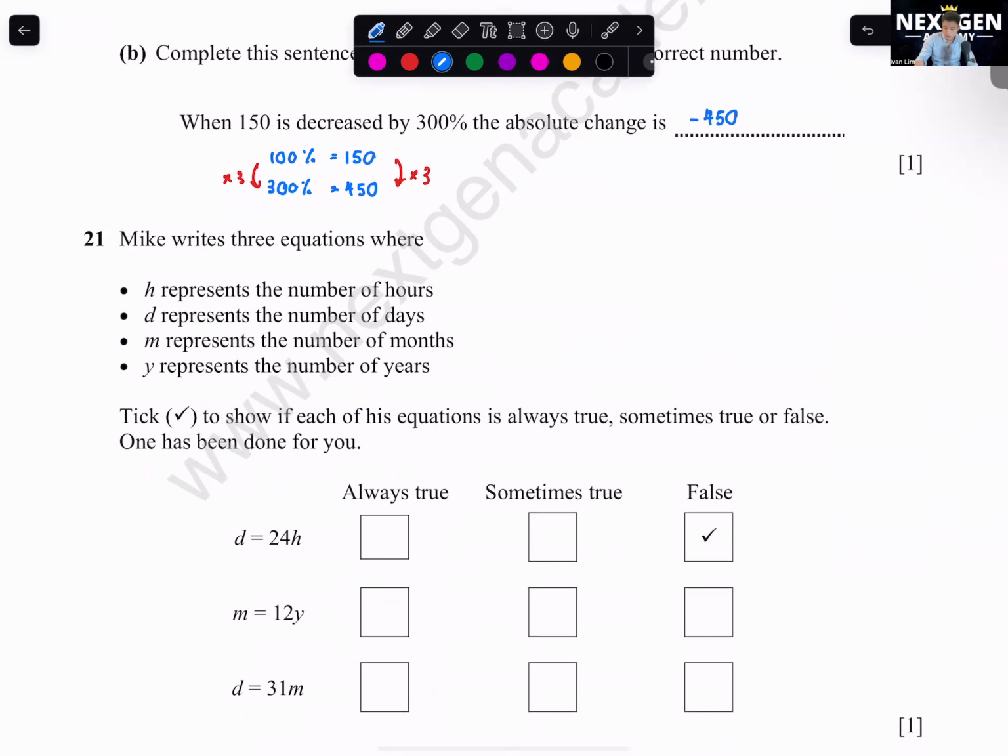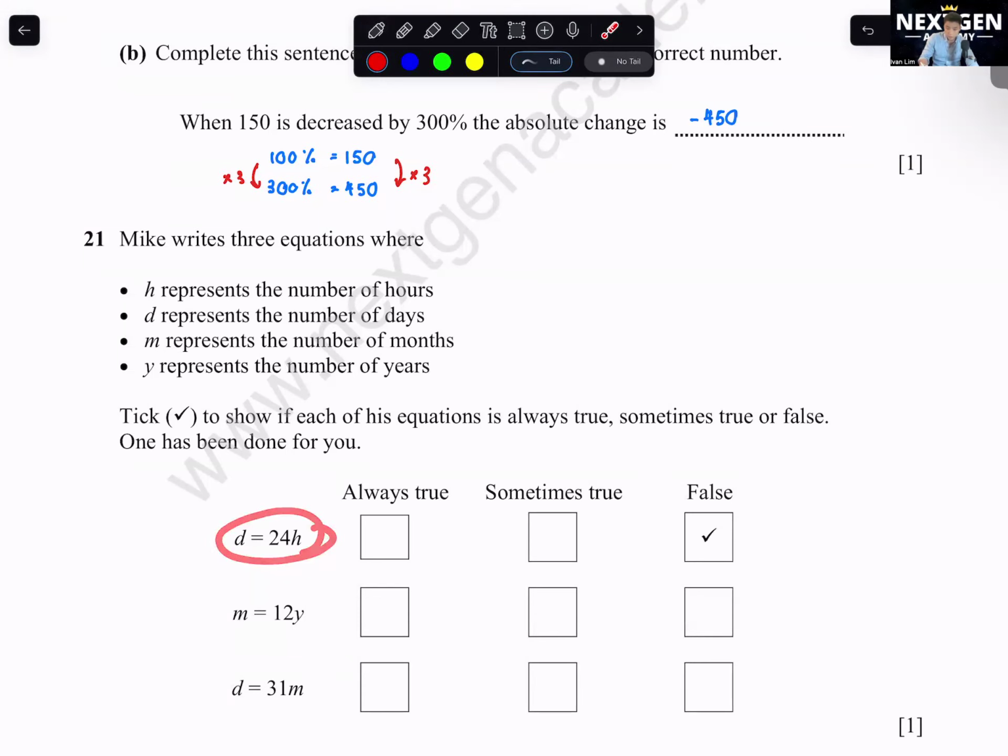This is another one on expression under your algebra. Mike writes 3 equations where H represents hours, D is days, M is months, Y is years. Tick to show if each of his equations is always true, sometimes true or false. One has been done for you. When we do expressions, I often see students invert the equation because of how you read it. So if you read it like this, one day has 24 hours. Is D equals 24H correct or not? Not correct.